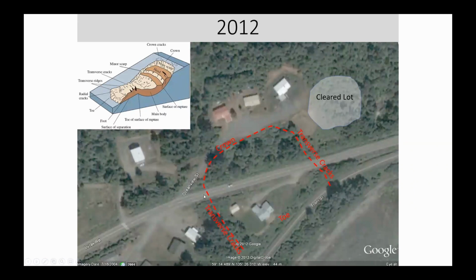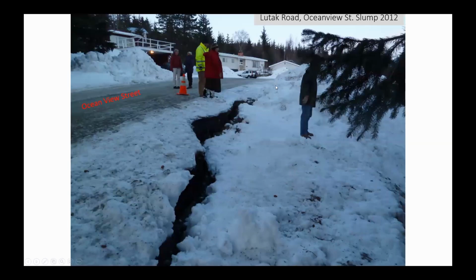Here are some pictures from 2012, from that first time that slid. So everything within there was slumped a little bit. Here's what that crack looked like in 2012. This is Ocean View Street. And here's what that crack looked like.